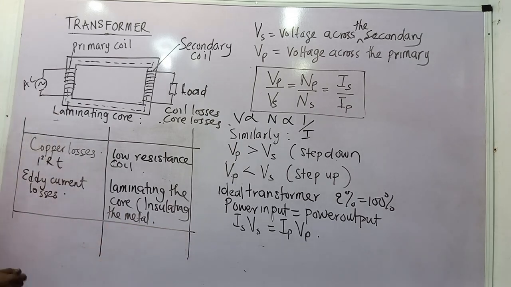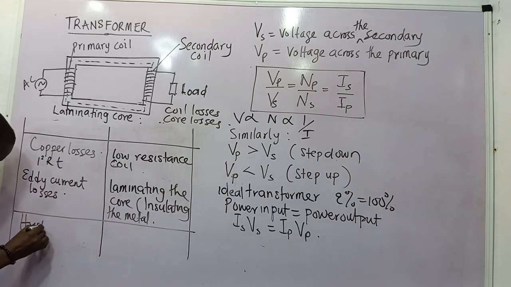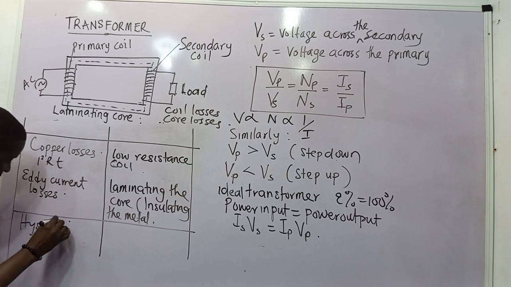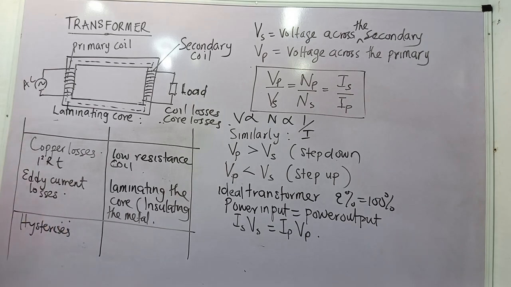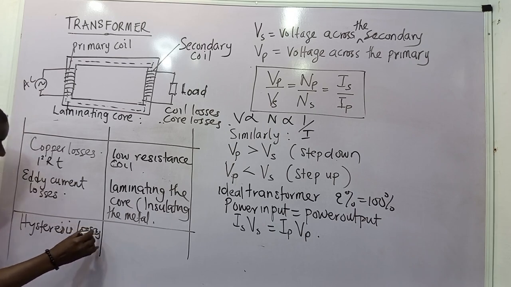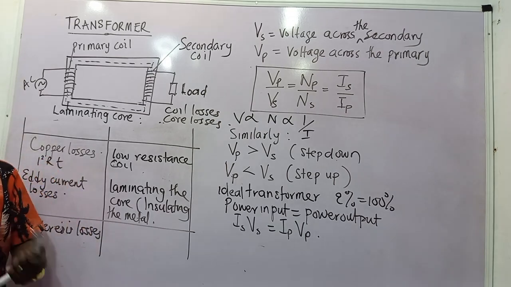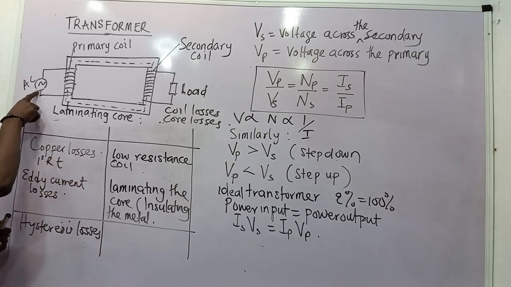Better. Now, the next kind of losses that occur in practical cases is what we call hysteresis losses. Hysteresis. This loss that I'm talking about is a loss that occurs due to magnetization and demagnetization of the core by the AC. Don't forget that this is an AC source.